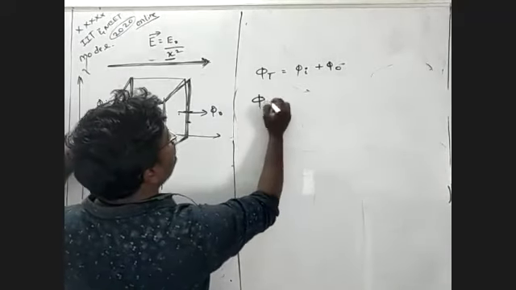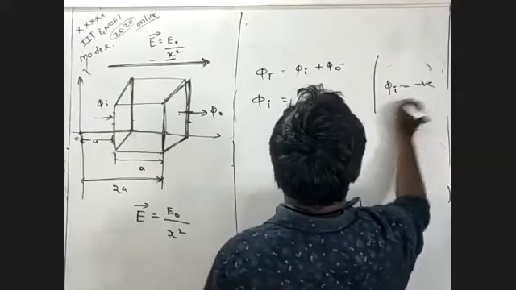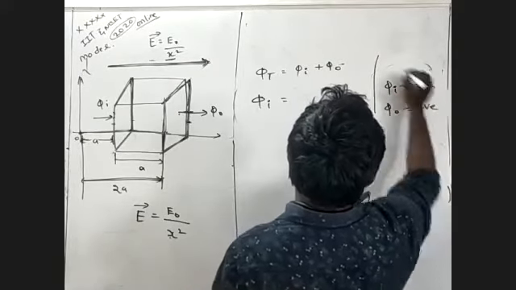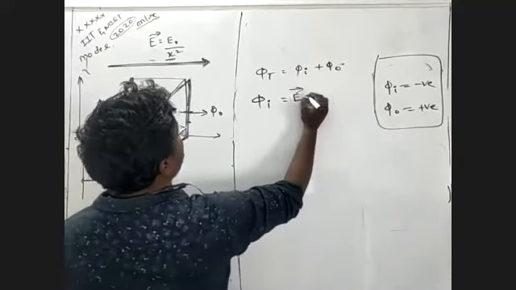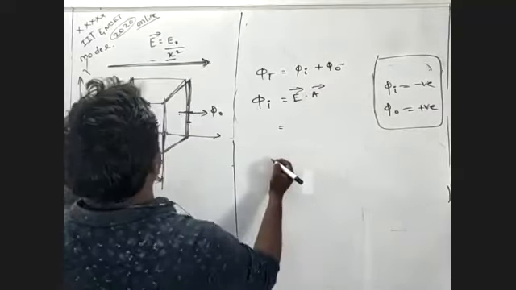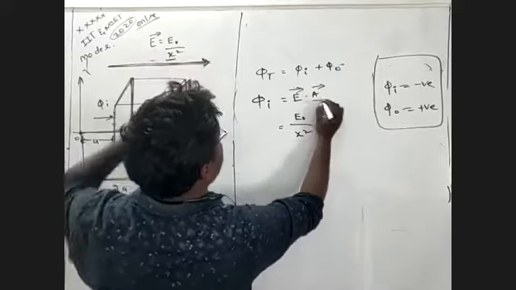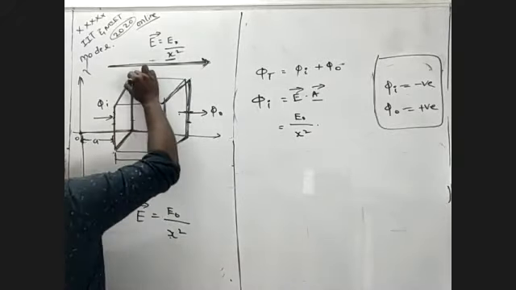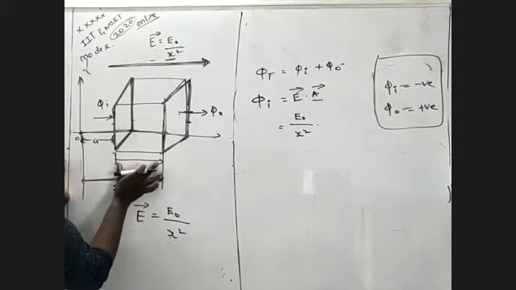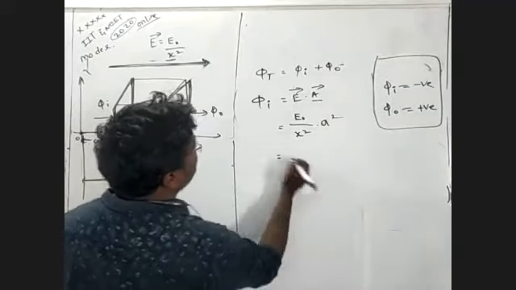Keep in mind that into flux is taken as negative and out flux is taken as positive. Now the into flux is E bar dot A bar. E bar means E naught by X square dot A bar. A bar means only this part, this square. What is the length of the cube? A. So the area of the square is A square.